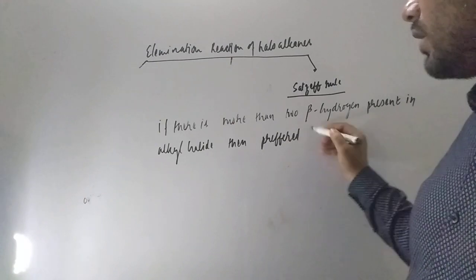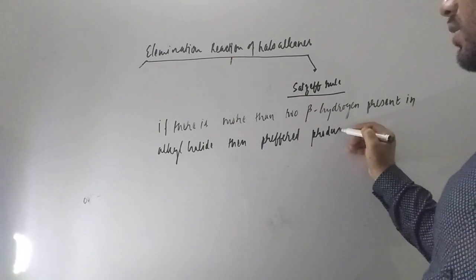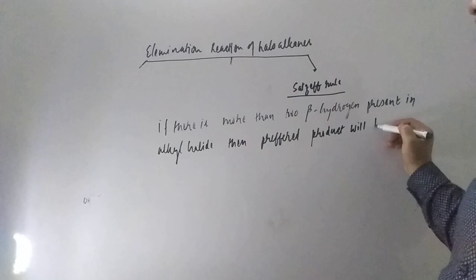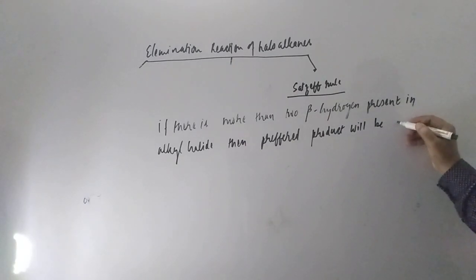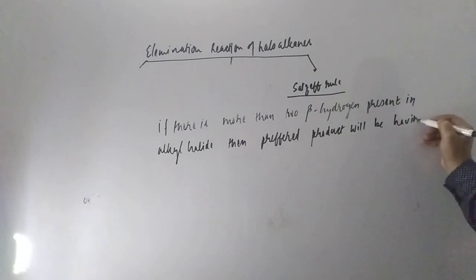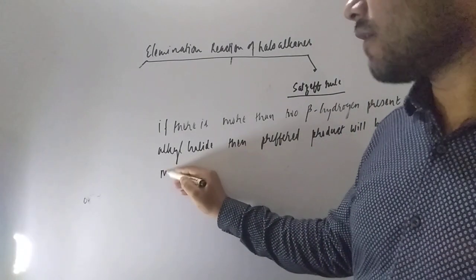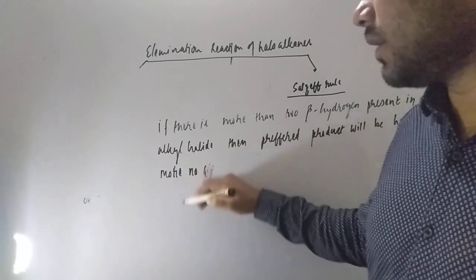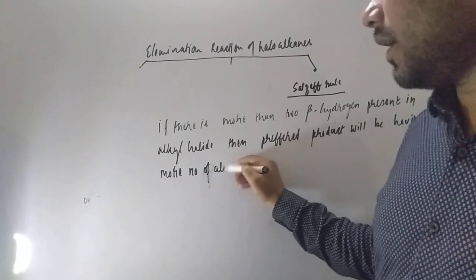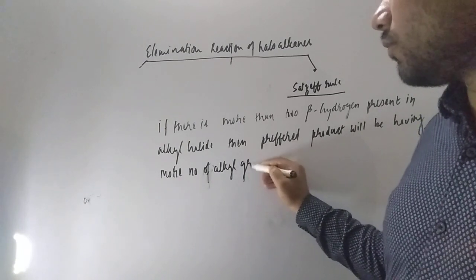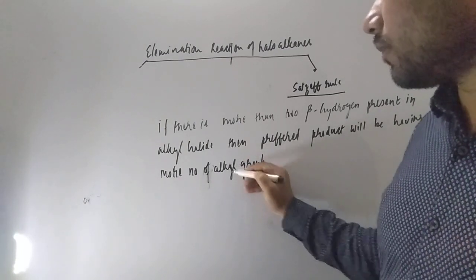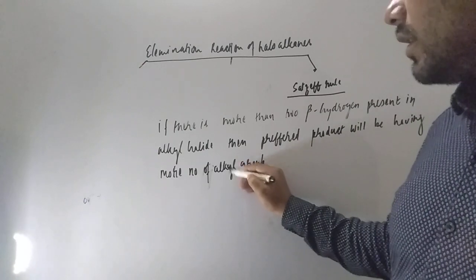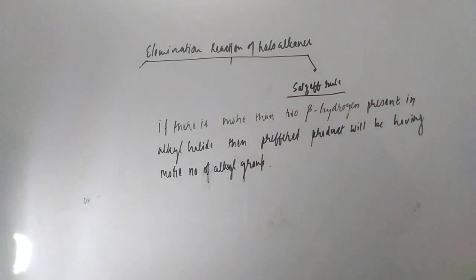then what would be the preferred product? The preferred product will be the one having more number of alkyl groups. Okay, more number of alkyl groups. This will be our answer. So students, how will you be able to understand the mechanism of this reaction? Let us try to understand this.